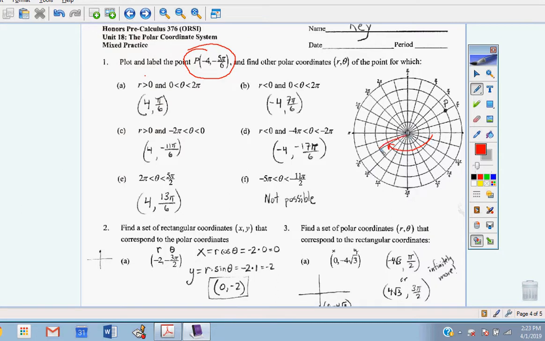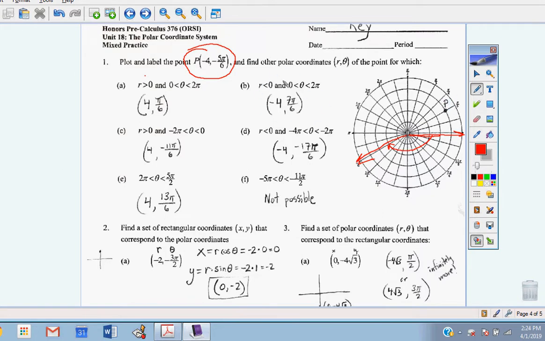Well, this is the rotated axis right there. So when we start in standard position and rotate it this way, when we have a negative r, we have to go 4 in the opposite side. Okay, so that is point P. There's just a lot of ways of naming it.